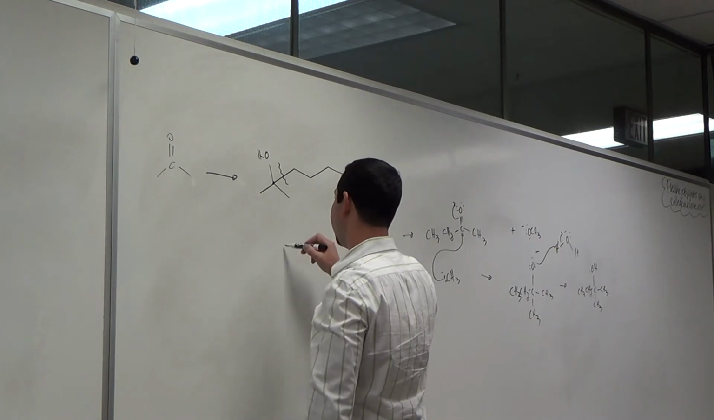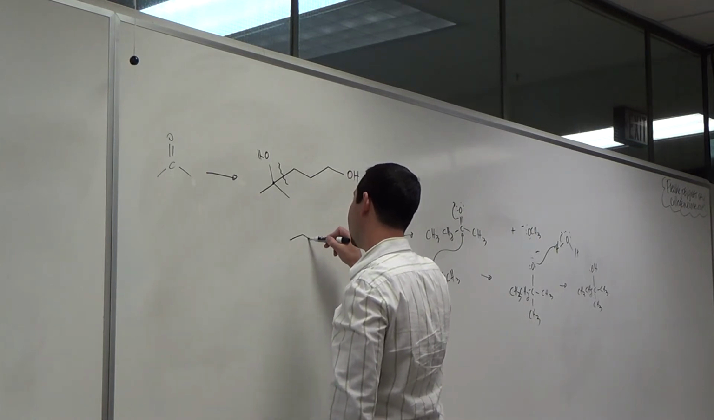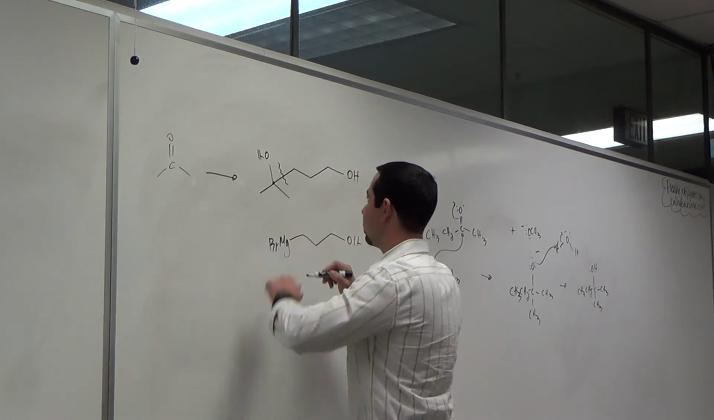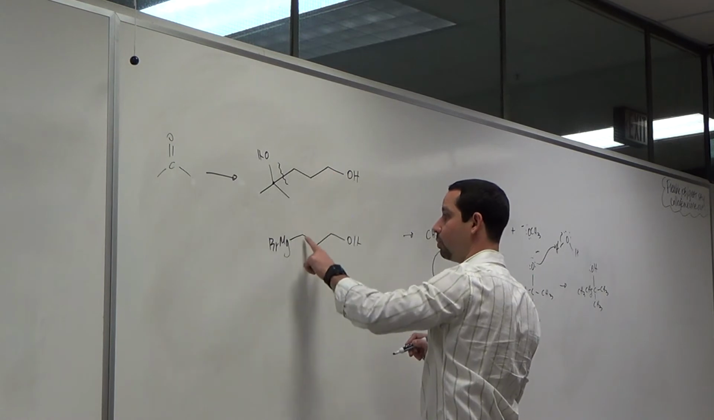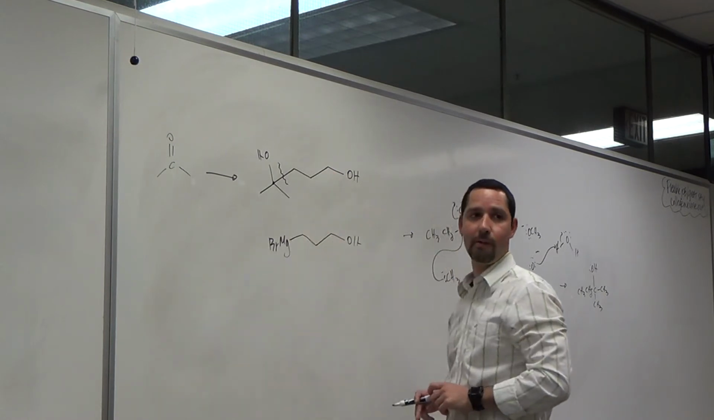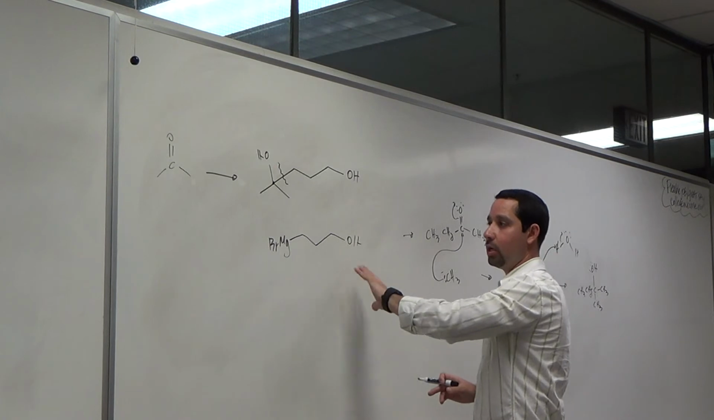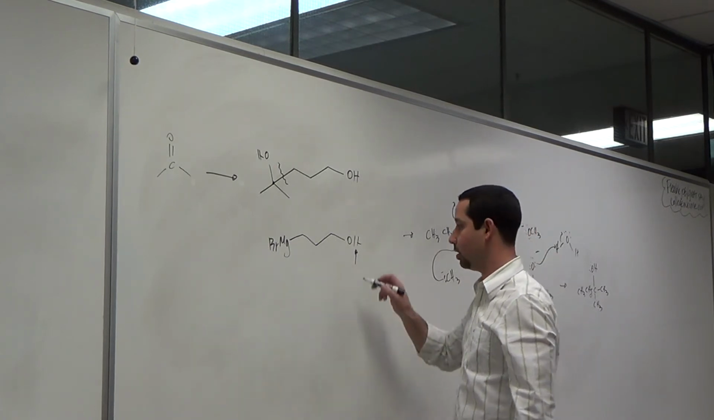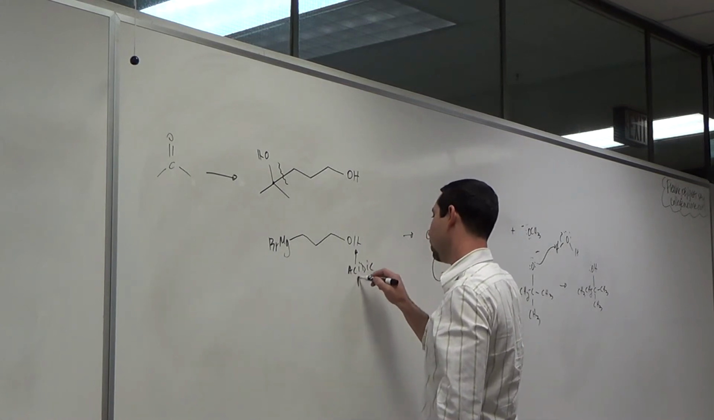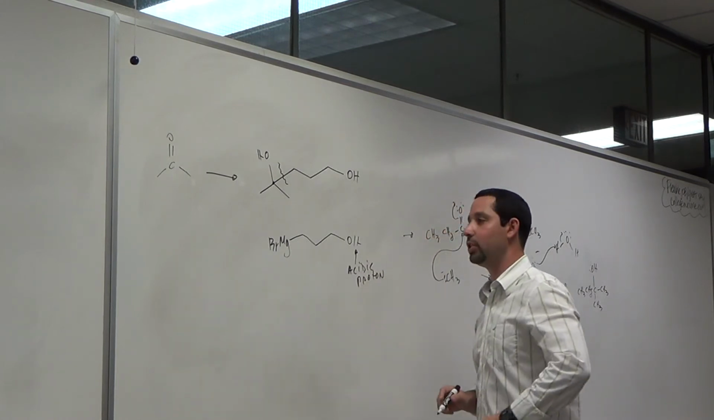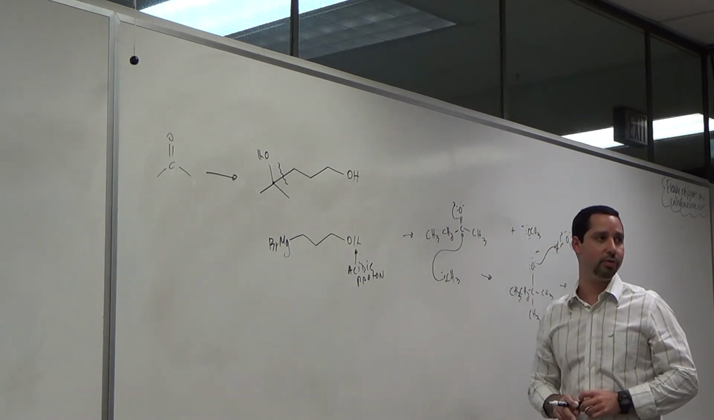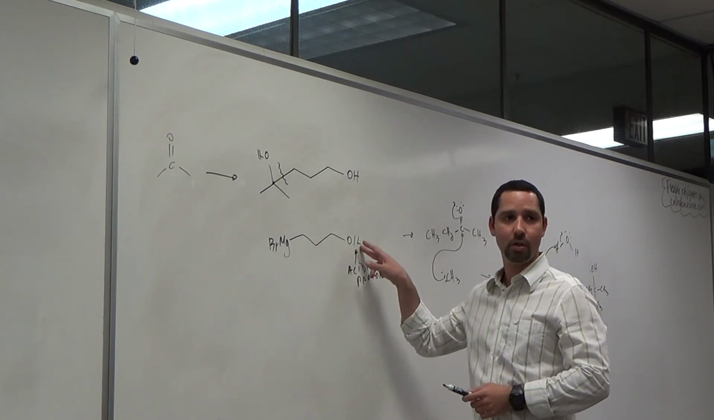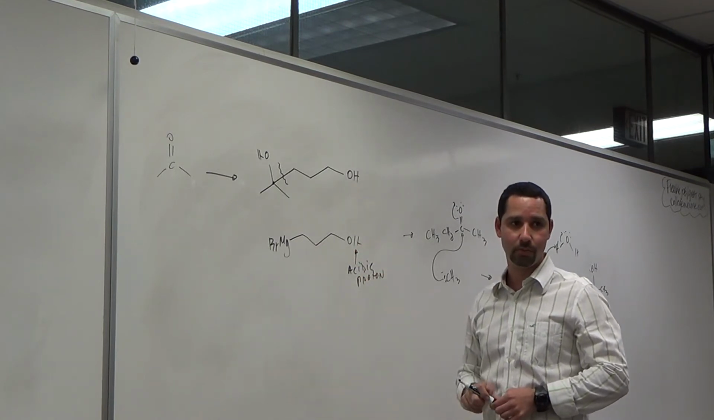Now, the Grignard for this would be one, two, three carbons, one, two, three carbons. Now, this Grignard cannot be formed because of this acidic proton. This acidic proton is stopping this Grignard from being formed, because once you add the magnesium, it will react with the OH here.